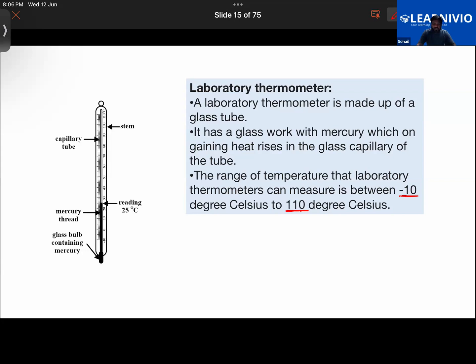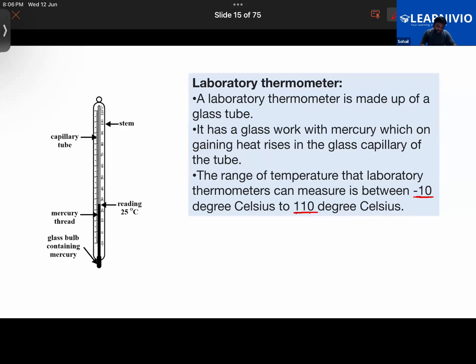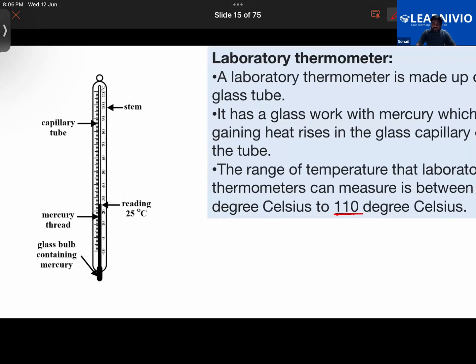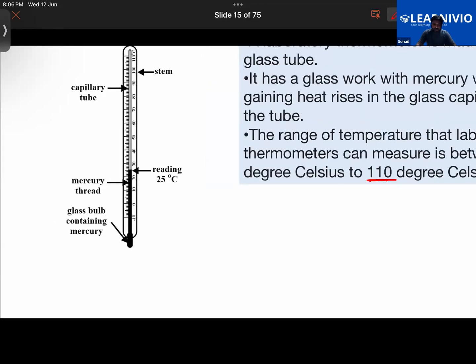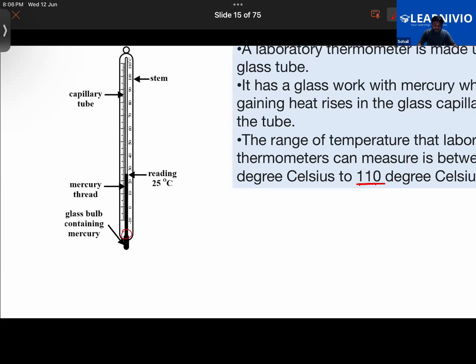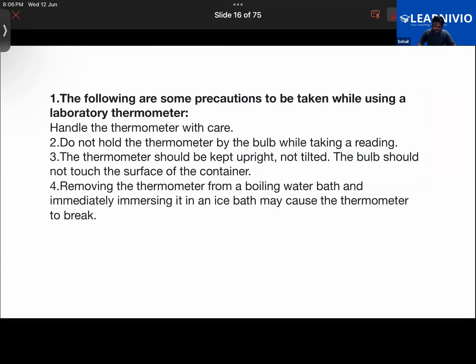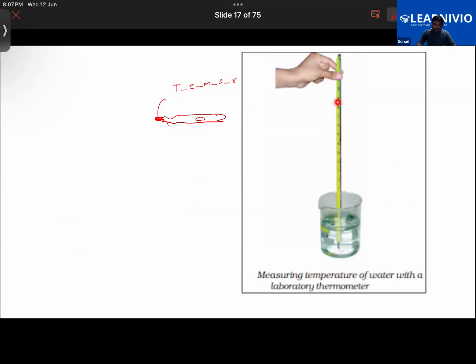Furthermore, you need to understand how it is used. Before that, there's a special feature about this. There was a feature called a kink, which was found in the clinical thermometer, isn't it? Kink was present there, but here it is absent. It is not found in the laboratory thermometer. So you would be dipping this laboratory thermometer vertically into the solution. Say you have taken water here.